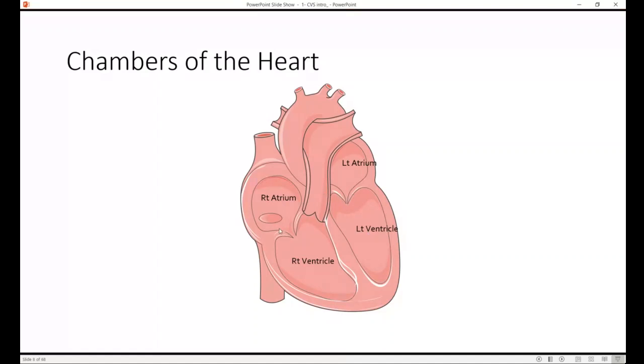Within these chambers and also the outlets of the ventricle, we have valves which will only allow one-way blood flow. So blood cannot go in the opposite direction. It will only go in one direction. This is important because the heart has to function as a pump. It has to pump blood in one direction, right? So you need these valves.